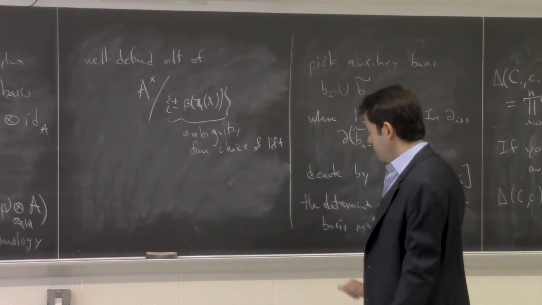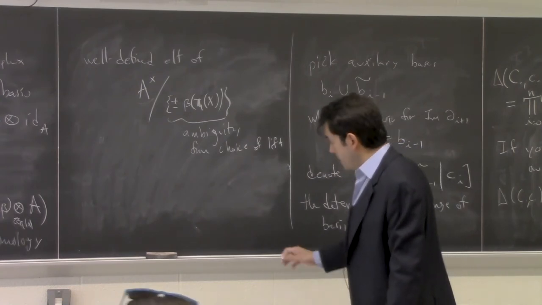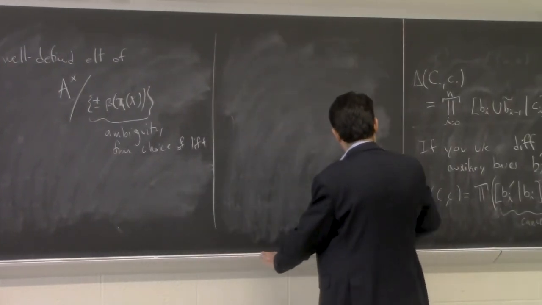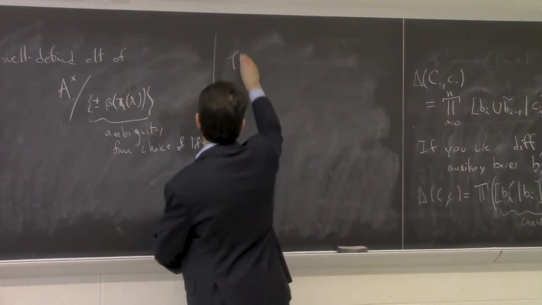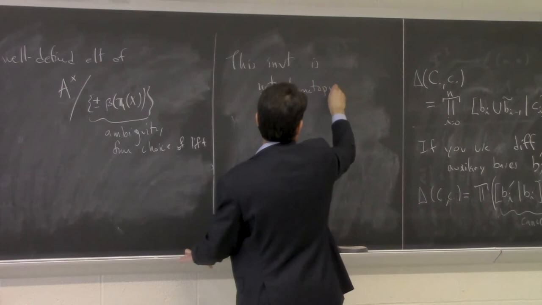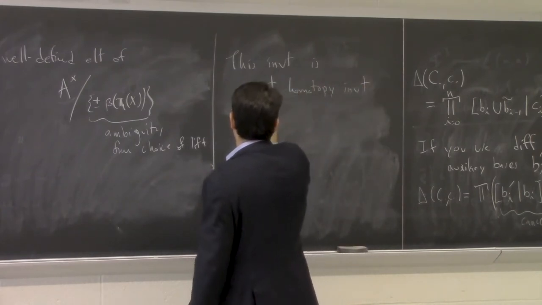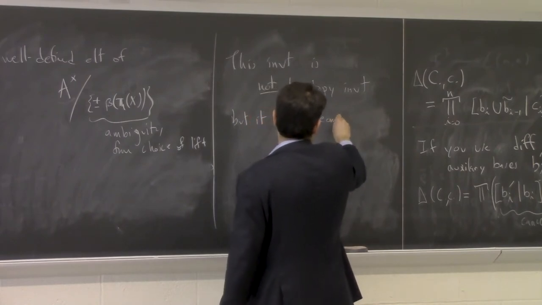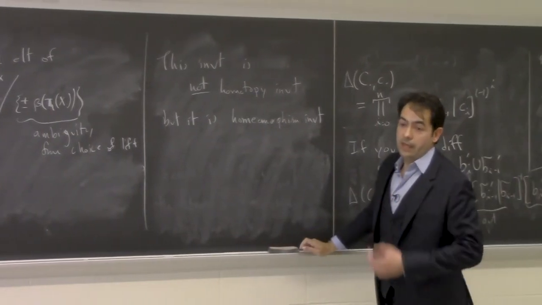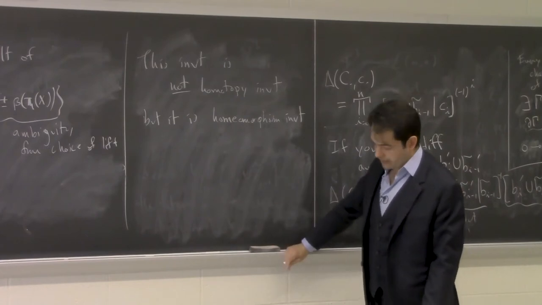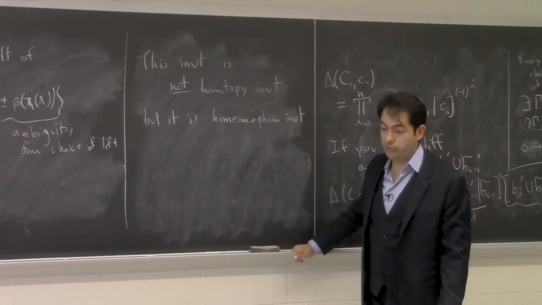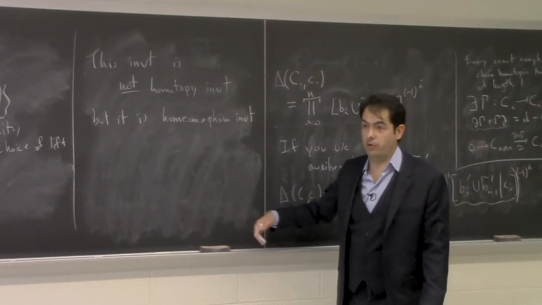Okay, wonderful. So this invariant is not homotopy invariant. But it is homeomorphism invariant. Okay. It actually took a long time. So this was introduced in 1935. It took until the 60s to get a proof that it was a homeomorphism invariant for manifolds, and until the 70s to show that it was a homeomorphism invariant for arbitrary cell complexes.